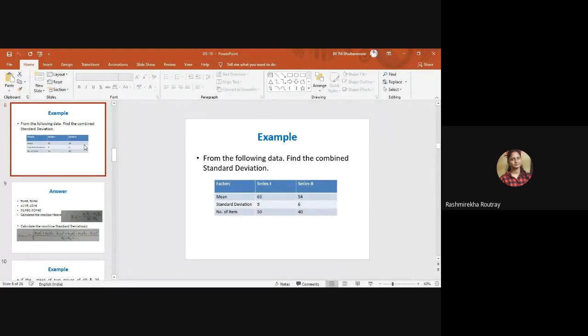I repeat, in case of series number 1, the x1 bar value is 63, x2 bar value is 54. Standard deviation for the first series, sigma 1, equals 9, and sigma 2 is 6. The number of observations for series number 1, n1, equals 50, and for series number 2, n2 equals 40.